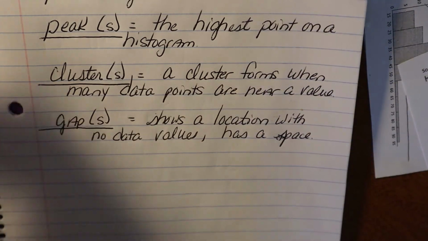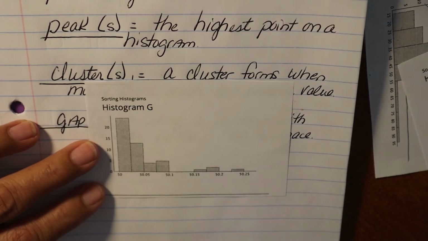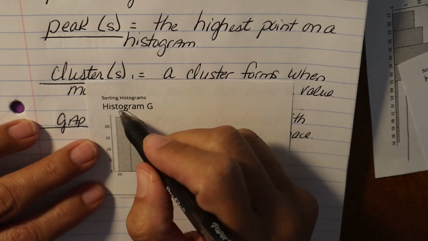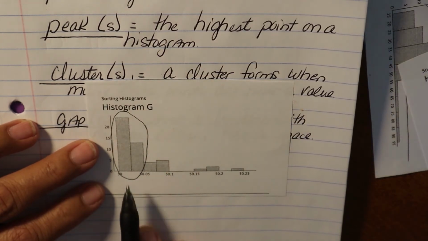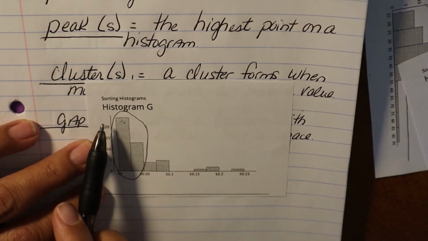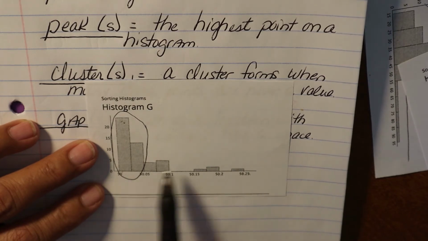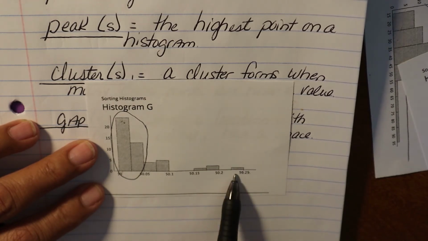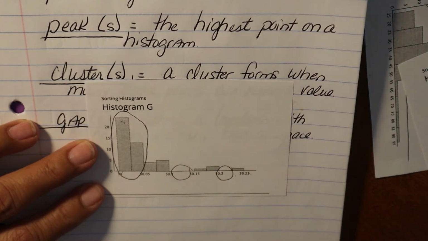Here's an example, histogram G, where we've got a couple gaps. Again, if you look at this histogram, you could describe it a couple ways. We could say, well, it does have a cluster. Okay, it has a cluster, yes. It has a peak. Maybe 25 is the peak, it's the highest point. It's not symmetrical, right? So this definitely would be non-symmetrical. And it has two gaps, here and here.